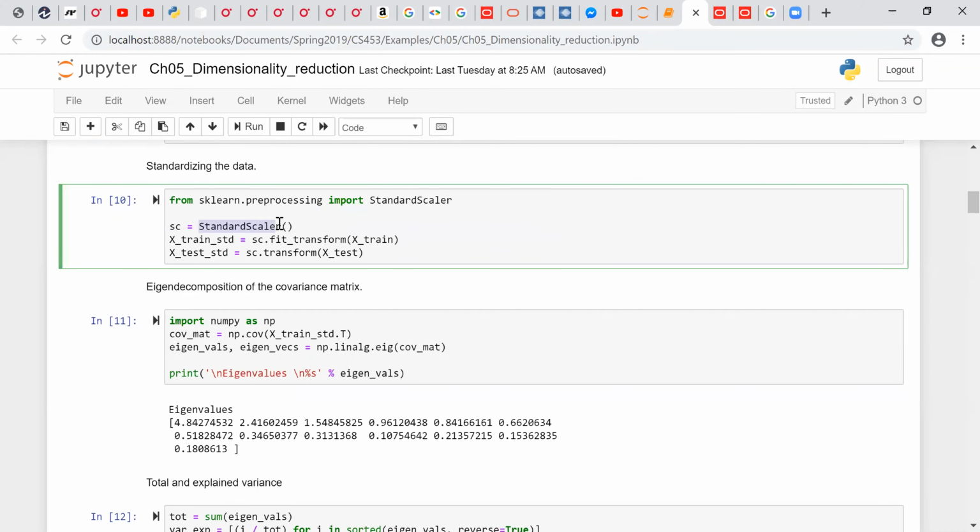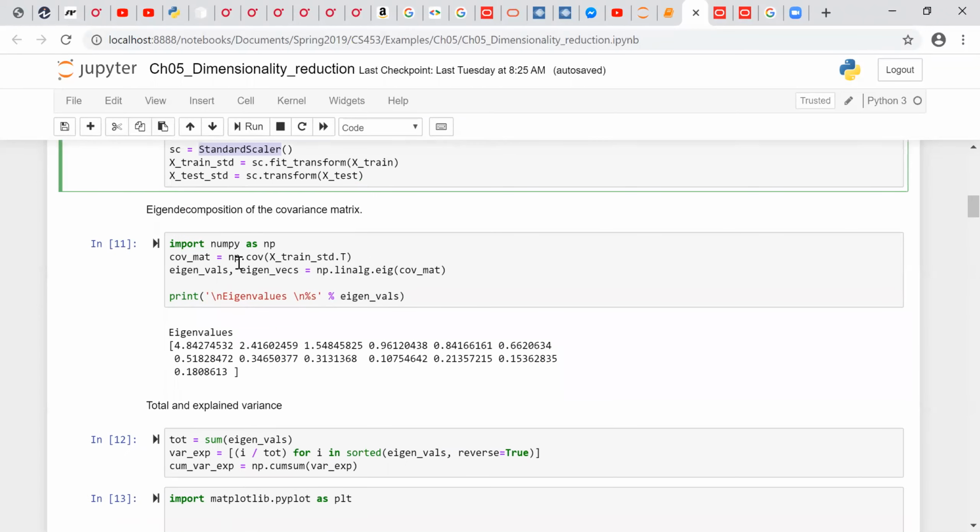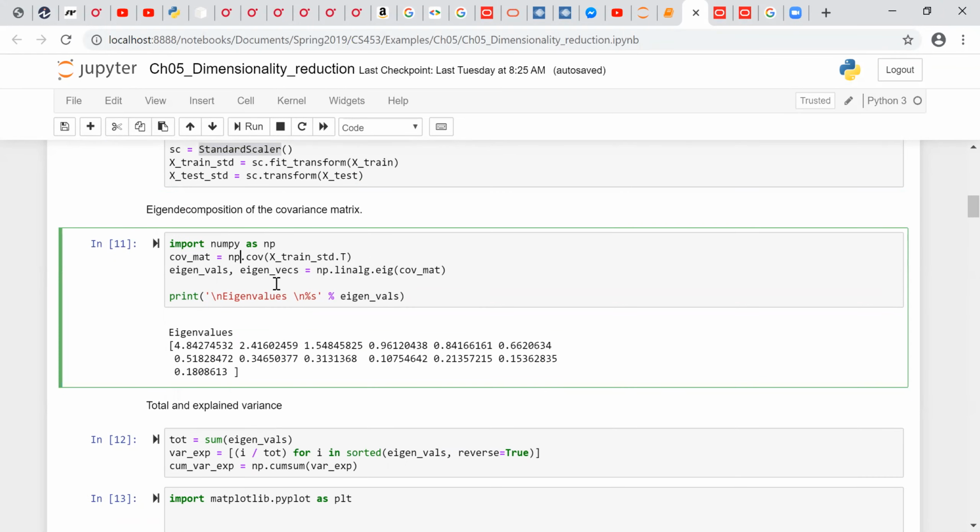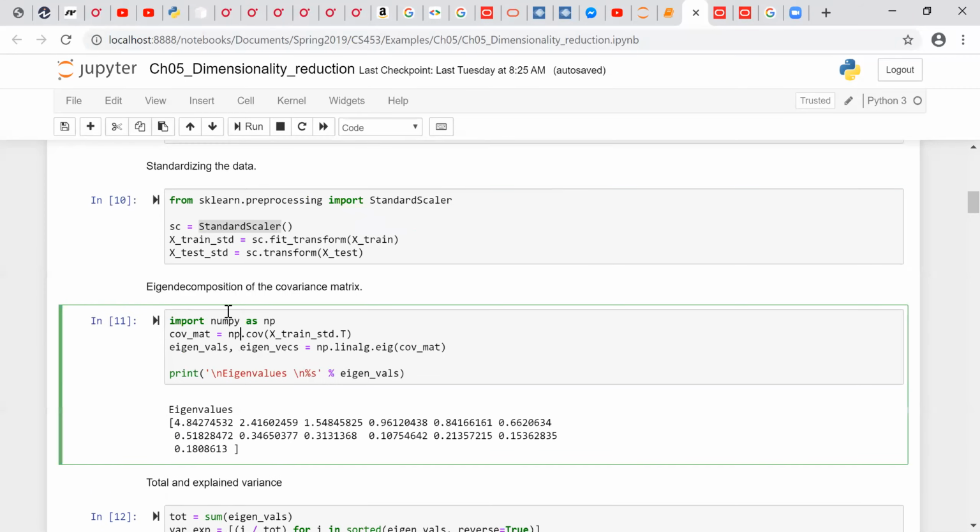Then you do data scaling. Here we use the standard scaler and transform the testing and training data. The next part shows us the detailed steps about eigenvalues and eigenvectors. Basically, the NumPy package provides the way to calculate eigenvalues and eigenvectors if you provide the matrix.